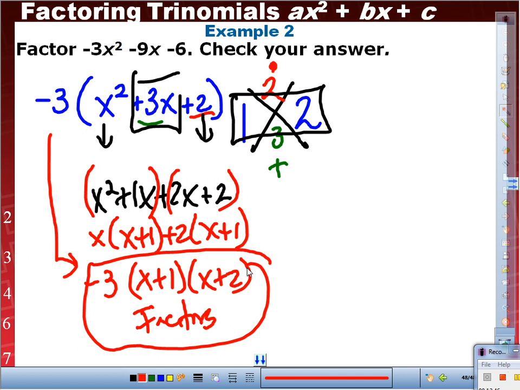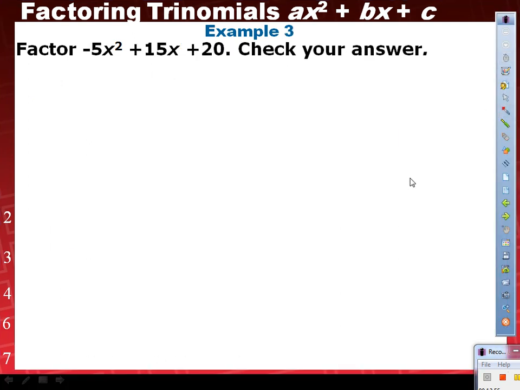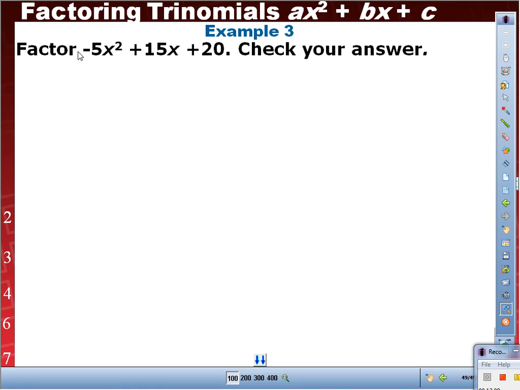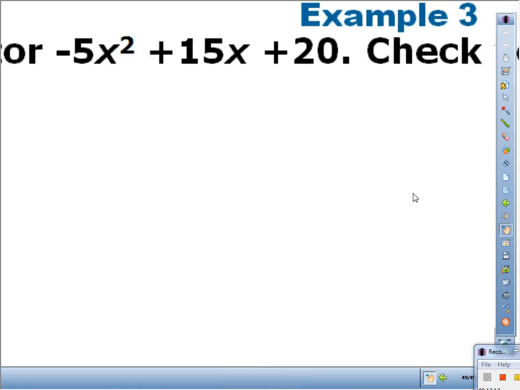Hands, have you got that? Okay, good. Let's do another one. Number 3. Example 3, factor negative 5x squared plus 15x plus 20. Now for this one, look up, guys, really quick. Do you notice that the first term has a negative? And what did we say in the past? That if the first term has a negative, factor it out with your GCF. Okay? All right, copy and go.